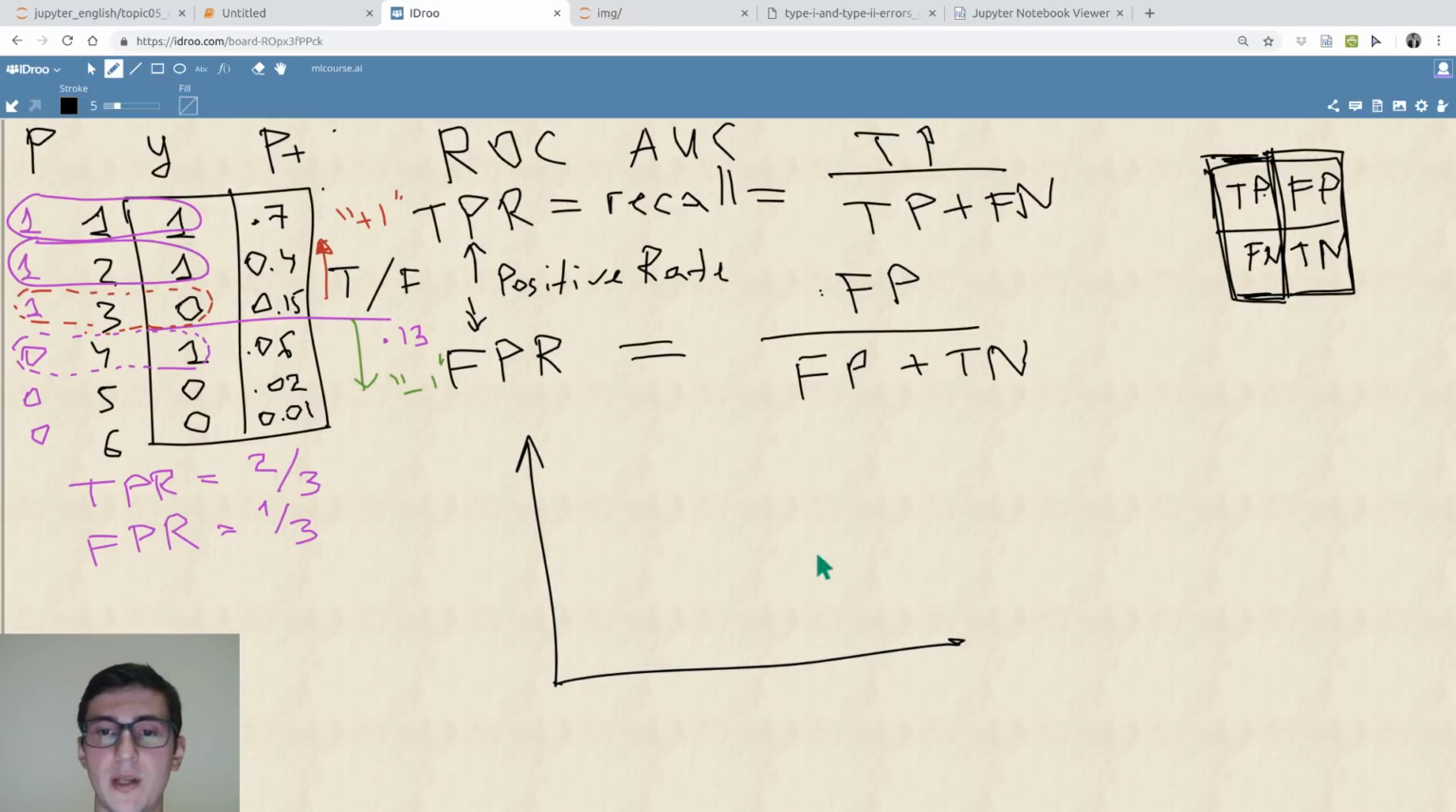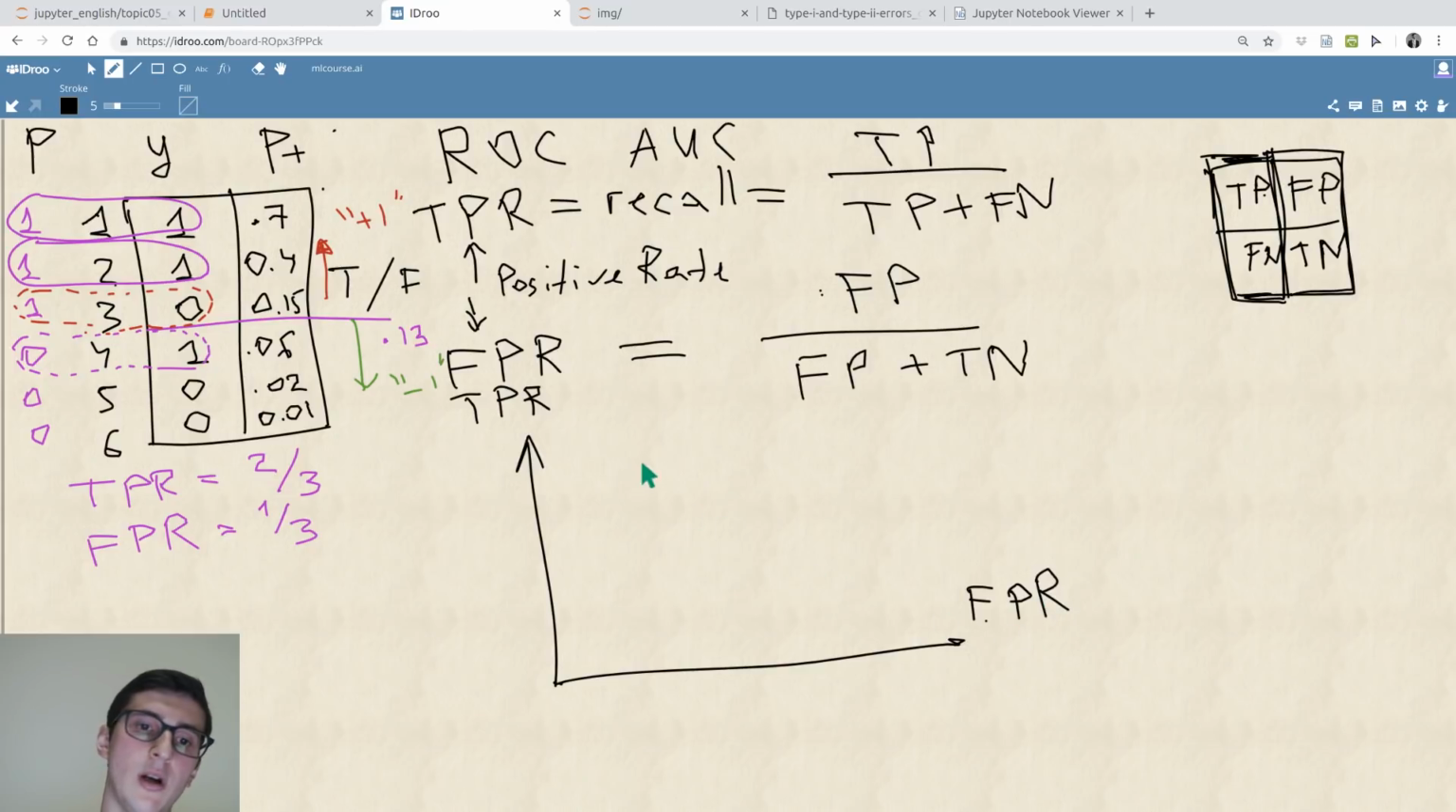So if you depict true positive rate and false positive rate as a function of this threshold, you'll actually have some curve. Okay, let's actually build it. So let's start with a very primitive algorithm. What if we just pick a threshold, let's call it tau, equal to 0? That means that we always predict class 1.